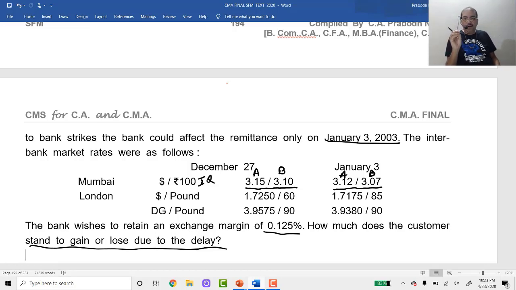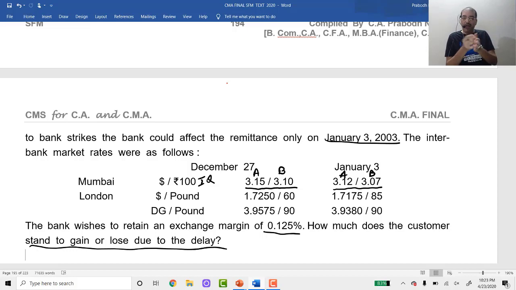Bank is approached by the customer because the customer is an importer. Customer is going to buy the foreign currency. Bank is going to sell the foreign currency. So we are concerned with the ask rate. But first we have to arrange. You have to first arrange in the direct quote format, bid to ask format. Cross rate.